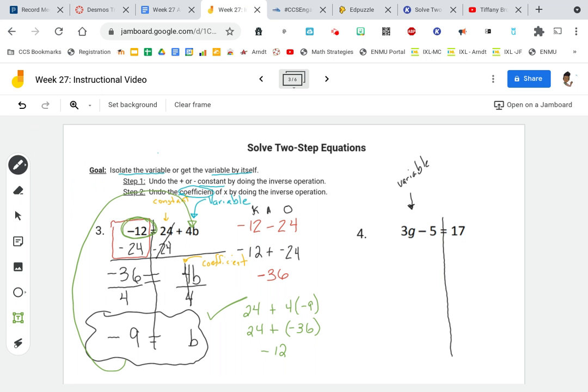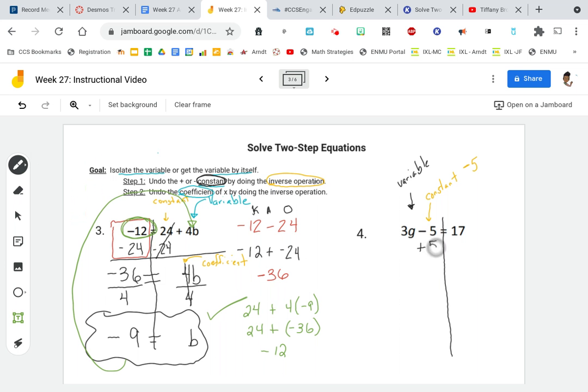Well, the first thing I need to look for is the constant. Remember, the constant is just a number. There's no variable. Well, if I look, the constant is right here. And I also need you to realize that that constant is a negative 5, okay? So we have to do the inverse or the opposite of negative 5. Well, the opposite of negative 5 is a positive 5.